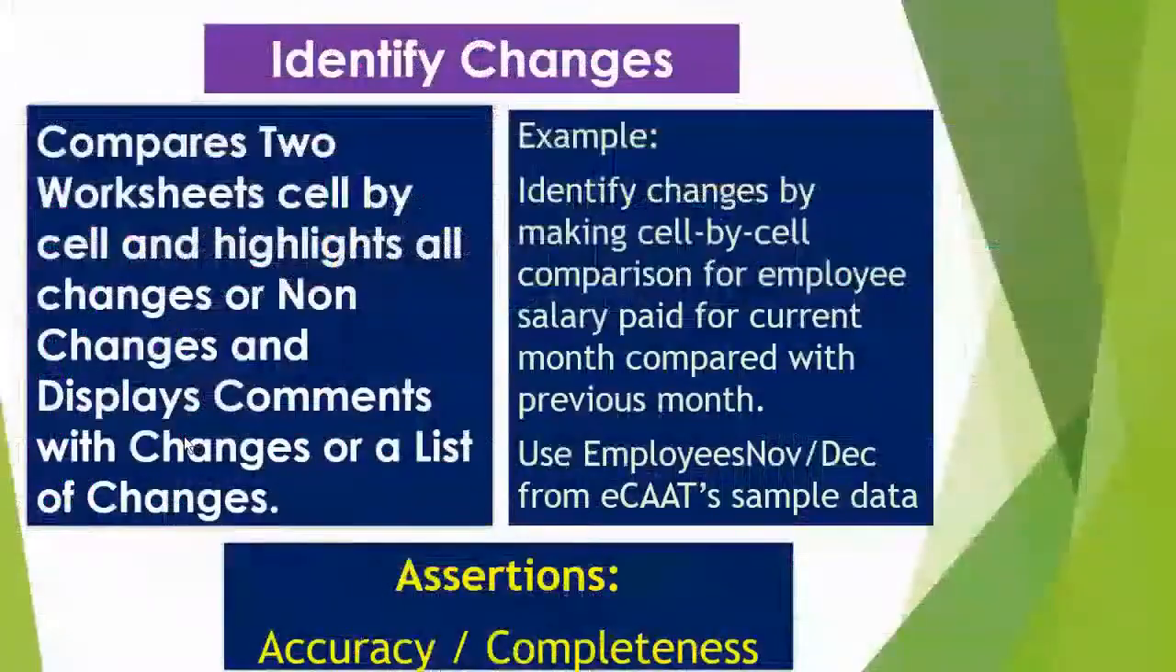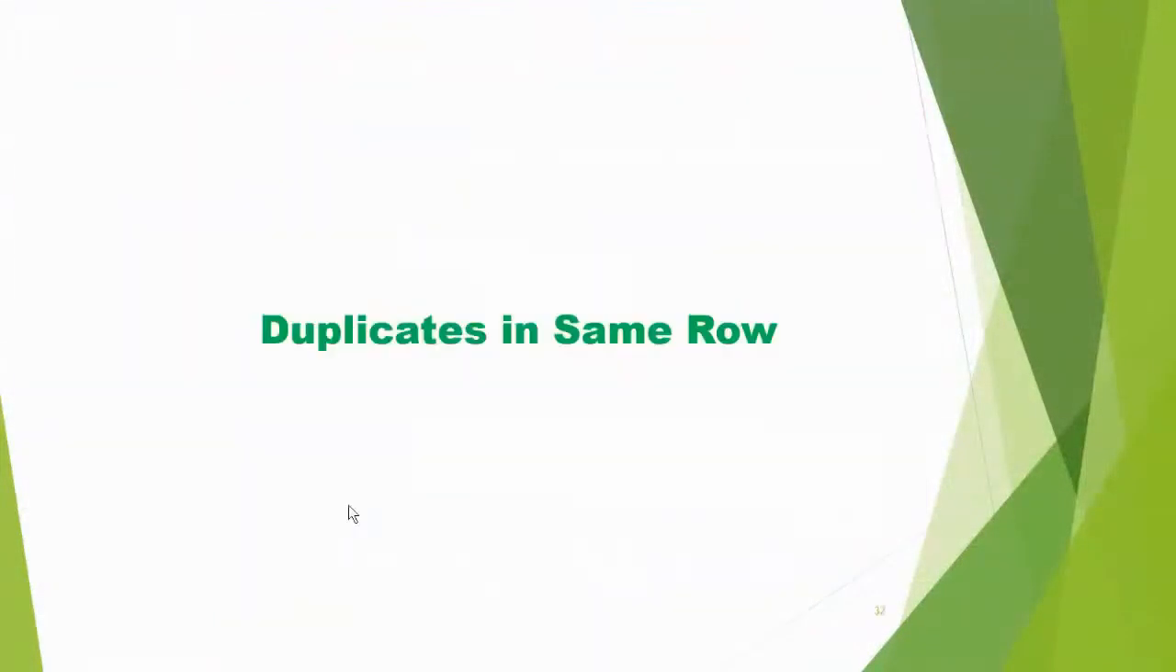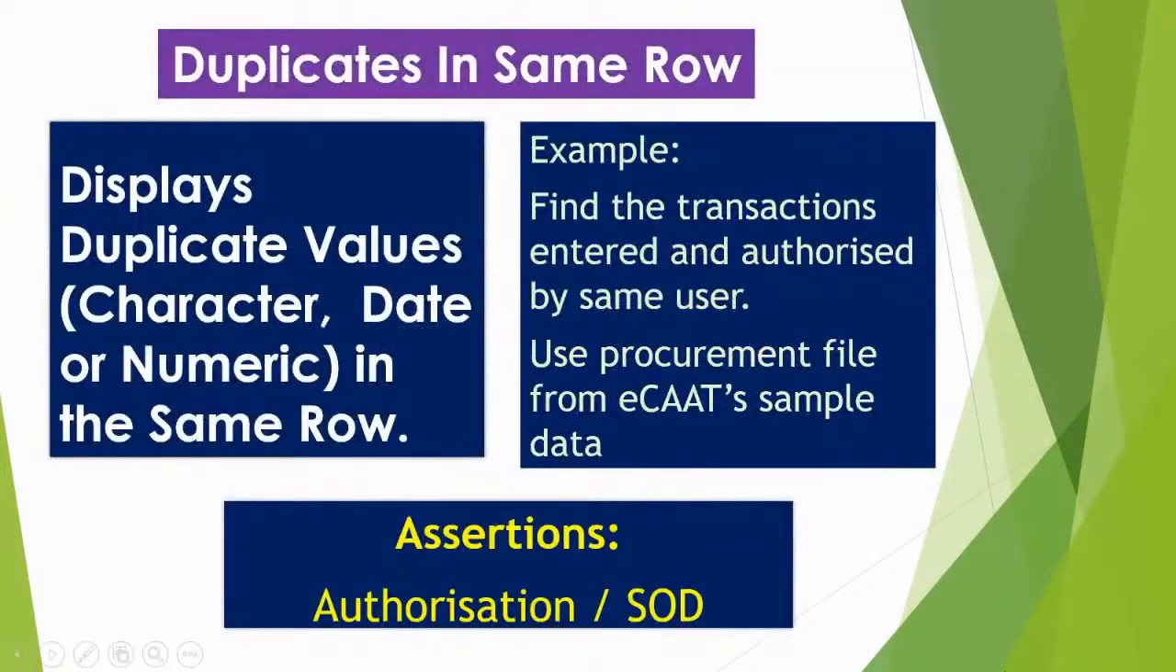Okay, let's go quickly. I may not be able to cover everything. Let's see, duplicate in same row. This is a very simple function. I think I can do it in Excel also. What is duplicate in the same row? Now there is a user ID and there is an authorizer ID. I want to find out whether the same transaction is entered and authorized by the same person.